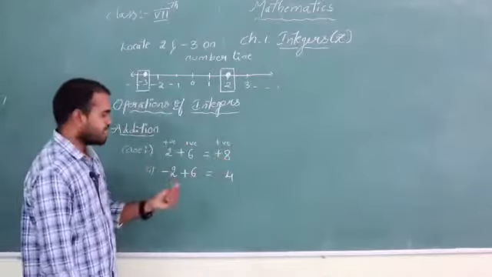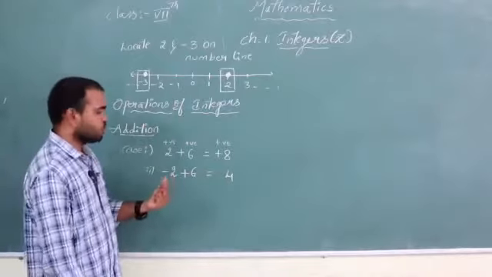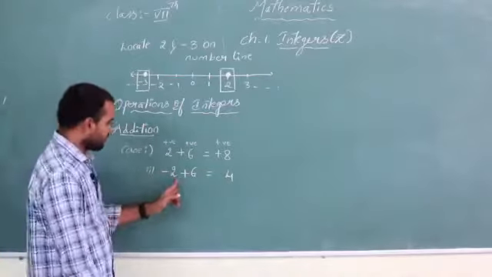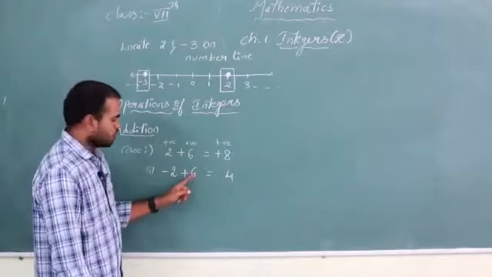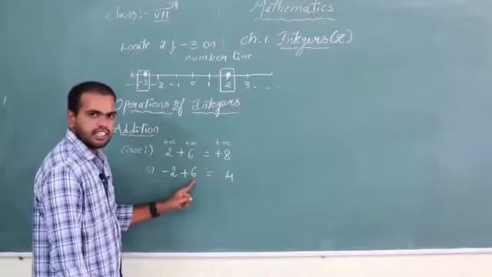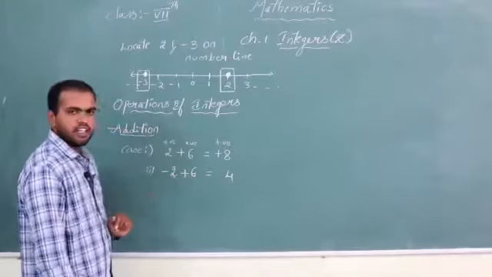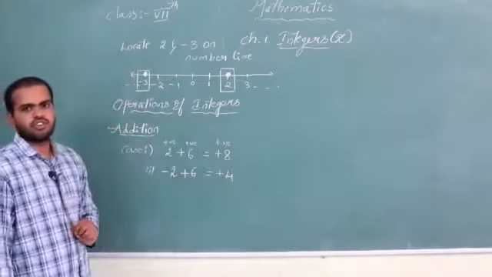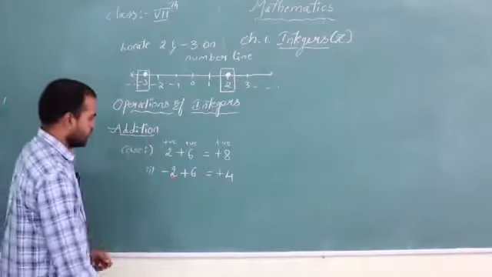Now we have to take the plus or minus. How do you know whether we have to take plus or minus? You have to look at the numbers. Which number is greater here? 6 is greater. So which sign does 6 have in front? Plus is there. So we have to take plus 4. Understood? Now see, I am just changing the question so that you will understand.